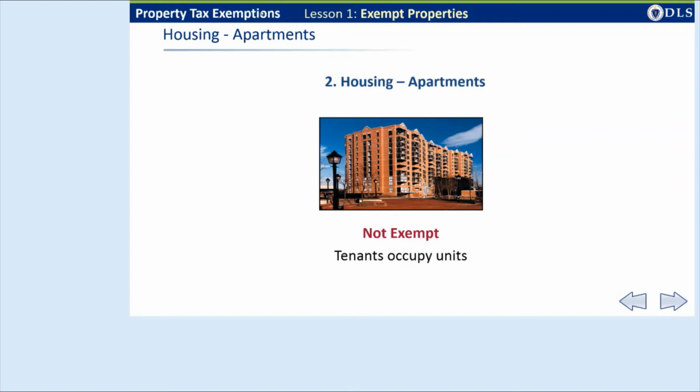Note that while the corporation is constructing affordable housing, it would be occupying the property for its charitable purposes and would be exempt. The exemption ends once it rents or sells the housing.